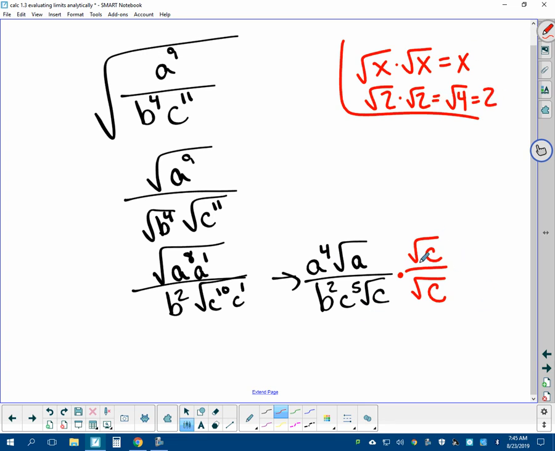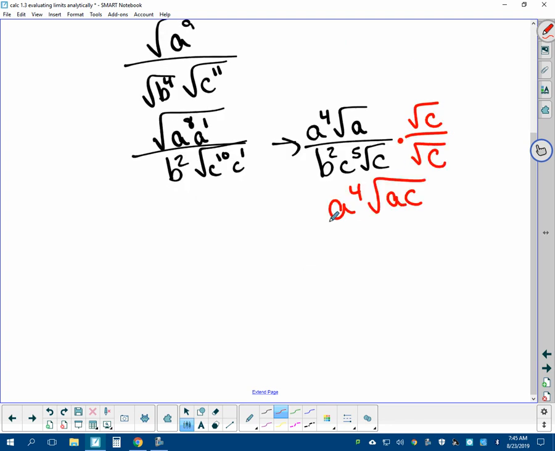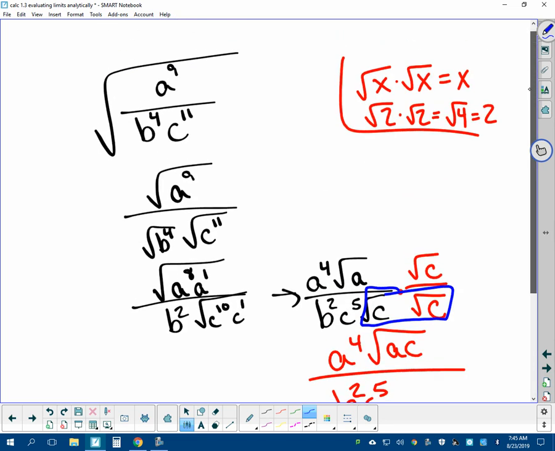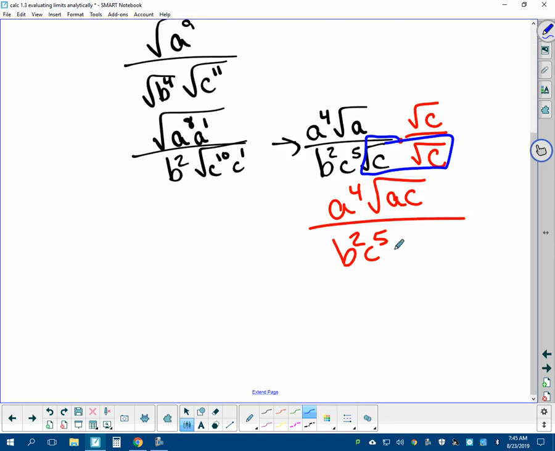Okay, so up here, our numerator is a to the 4th square root of ac. You're going to combine that into one radical over b squared c to the 5th. Now, these two things don't just disappear, according to that property up there, they become c. So we have another c here. Then your last thing is to combine those c's on the bottom. So b squared c to the 6th.